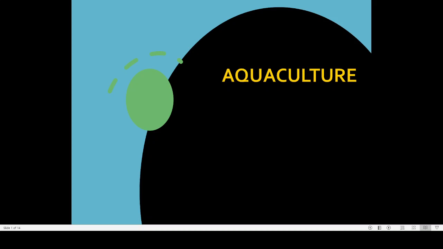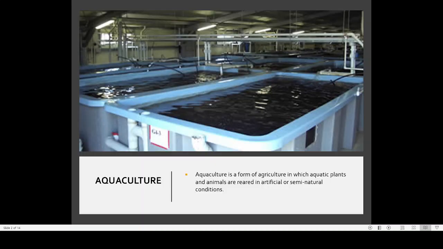So, regarding aquaculture, aqua means basically water, and culture means rearing or producing something. So, if you are producing something in water, it is known as aquaculture. Technically, we can define aquaculture as a form of agriculture in which aquatic plants and animals are reared in artificial or semi-natural conditions.